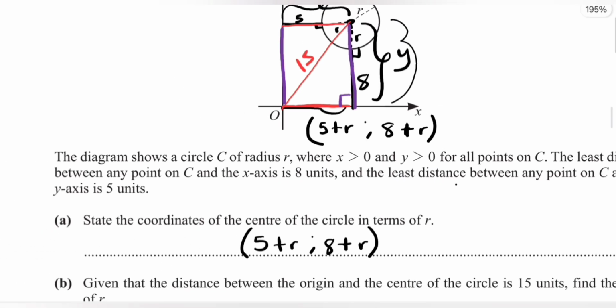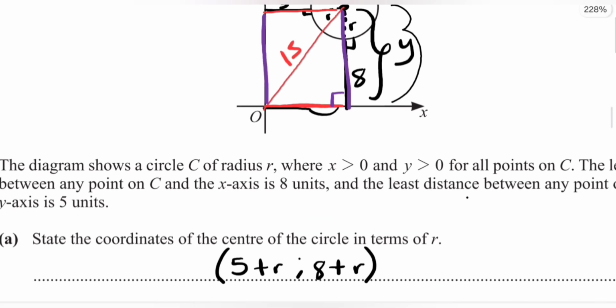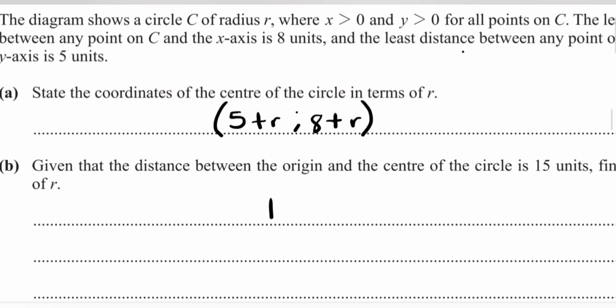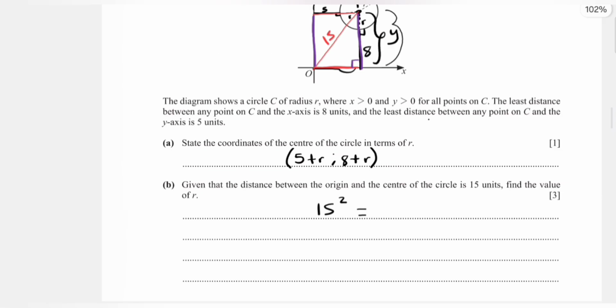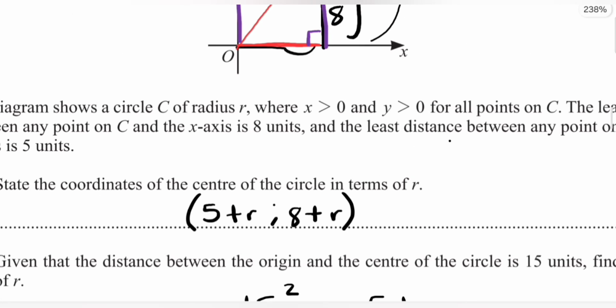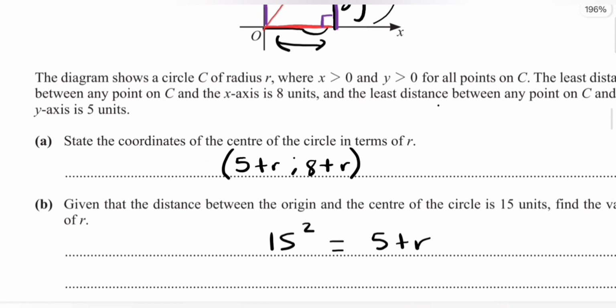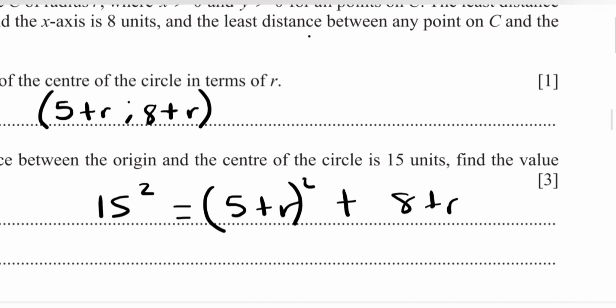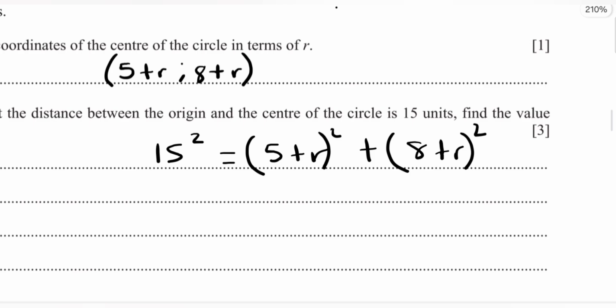It's a right angle triangle. So if we're sure that this is a right angle triangle, the hypotenuse, which is 15, should satisfy 15 squared equal to 5 plus r, which is this side, squared, plus the other side, which is 8 plus r, squared. Remember the Pythagoras theorem, c squared equals a squared plus b squared, right?